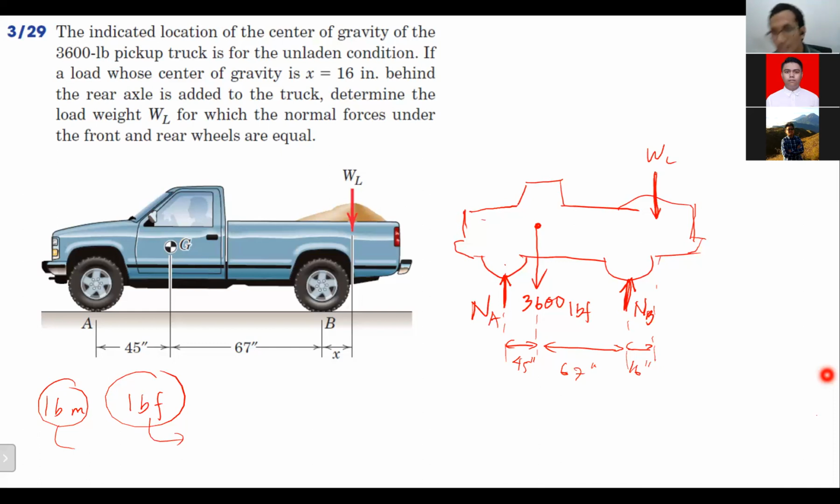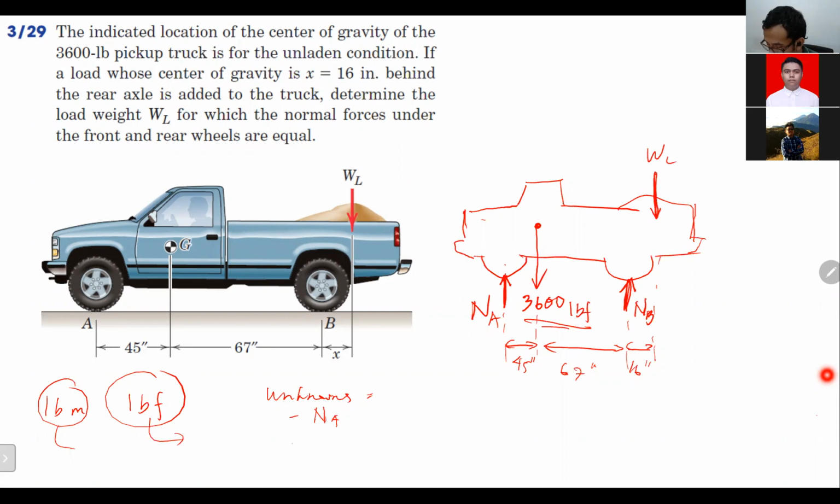And this is the first step, right? The second step is we have to list out what is the known value and what is the unknown value. So we have here the known value, 3,600 pound force. How about the unknowns? The unknowns are the normal forces NA and NB, which are supposed to be equal, according to that problem.